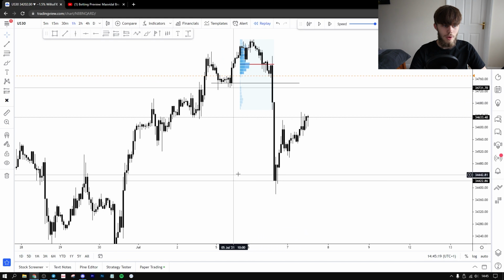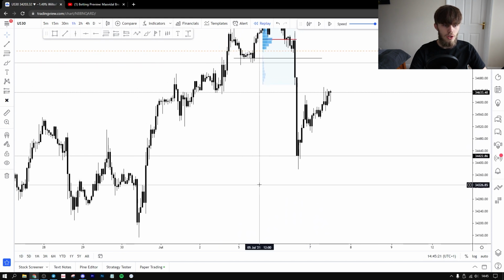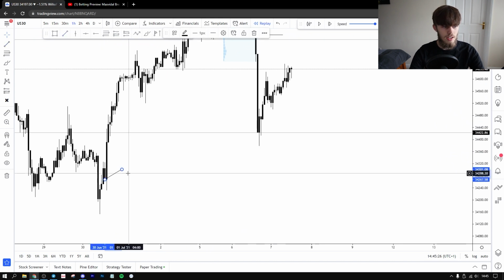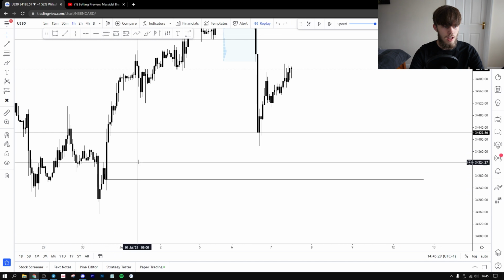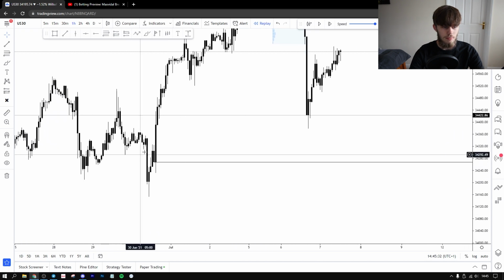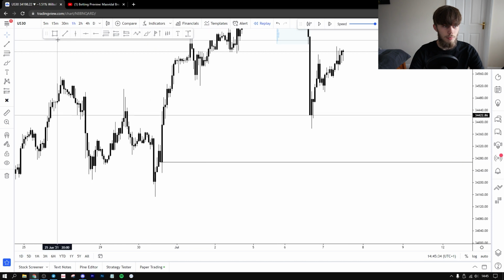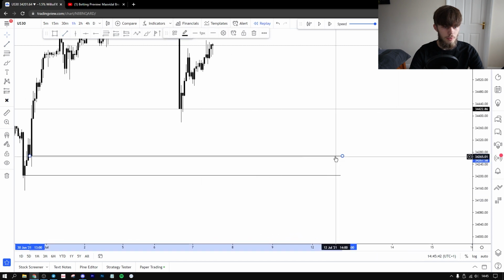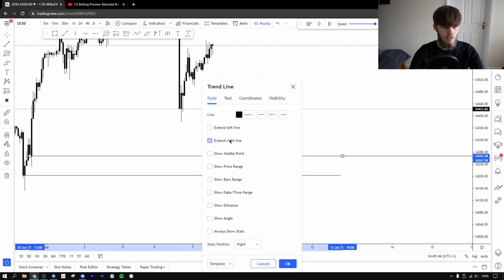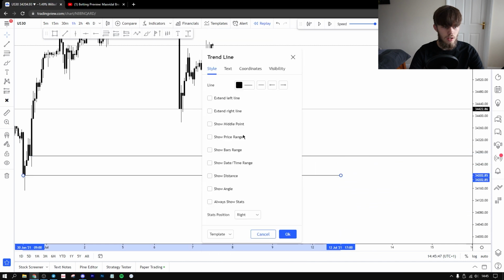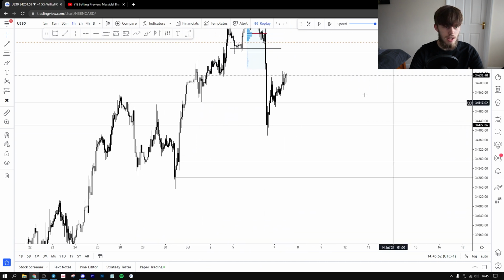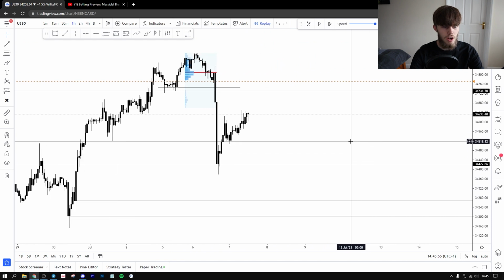And also you have to know where to target. Obvious targets would be imbalance areas. So you have this imbalance area here, which we can mark out. You could also target the previous low before we had the big move up. So you could target this low here. If we draw that across as well, if we just extend these to the right, there we go. So we have this area which we can target. It's a nice area.